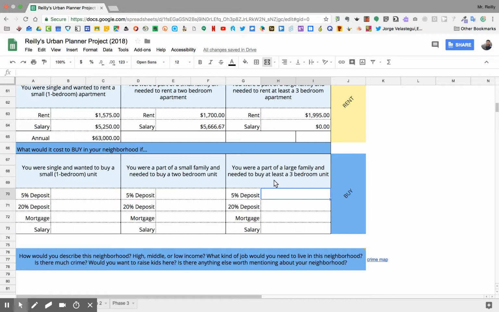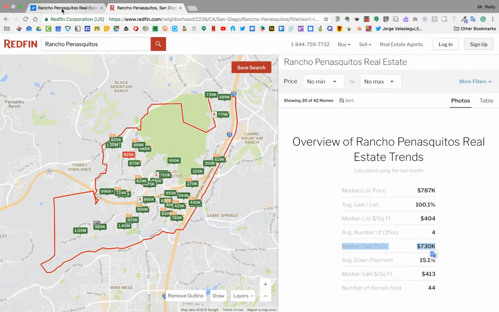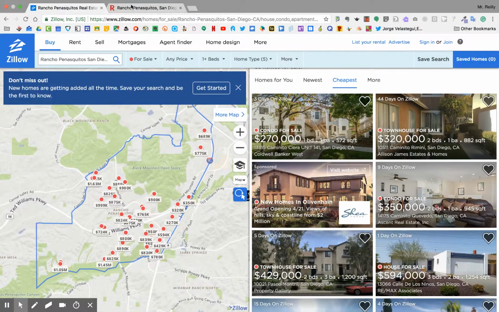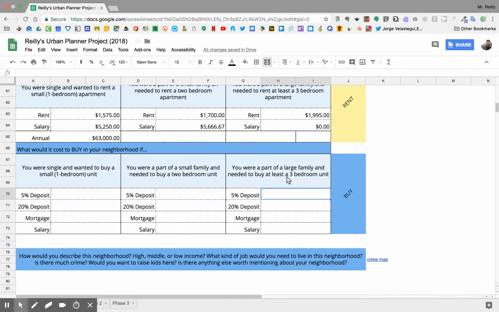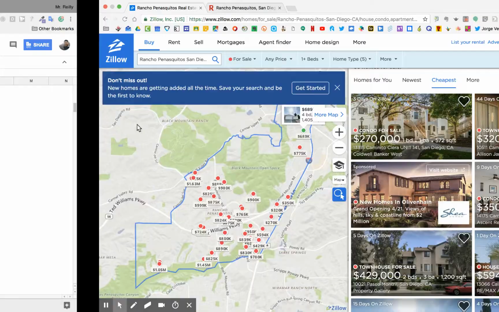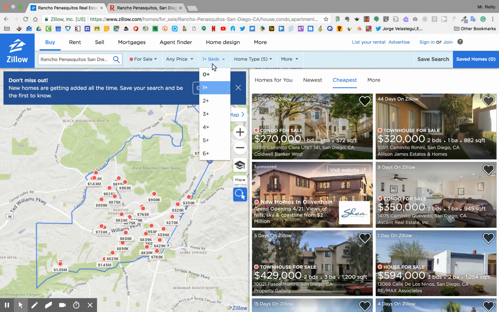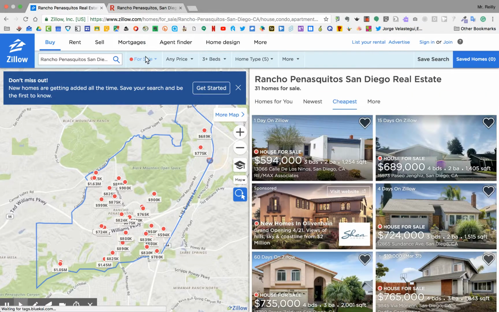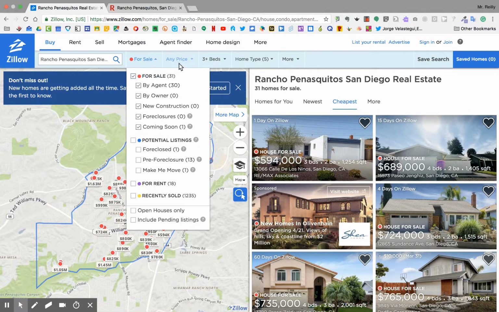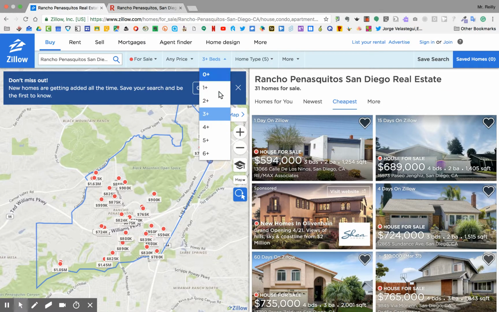So let's start with just the research. Let's go ahead and jump over to Zillow here. Here I am in Zillow, and for our purposes, I'm going to try the three-bedroom unit. So let me see what the cheapest three-bedroom house is that I can find. So I'm going to go up here and select for sale, any price, 3+ bedrooms, and the first one that I can find is a three-bedroom, two-bath.